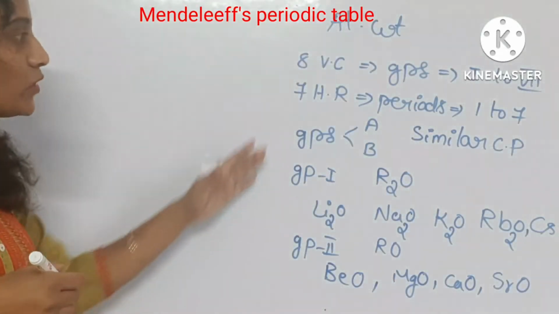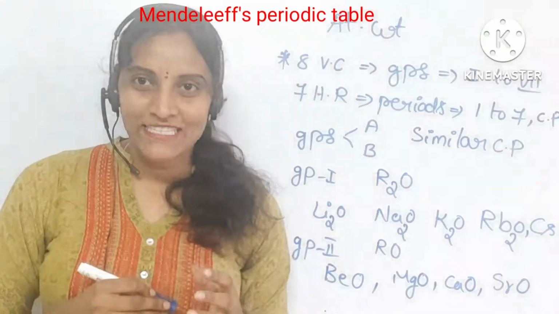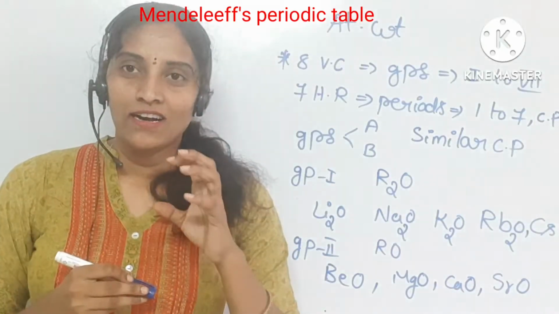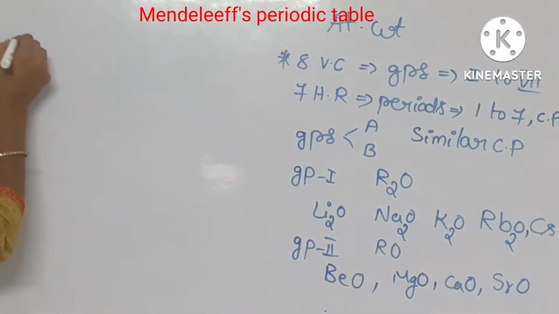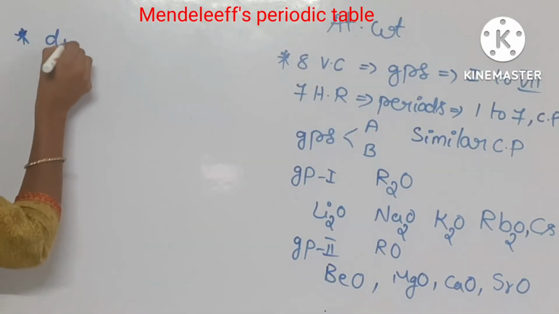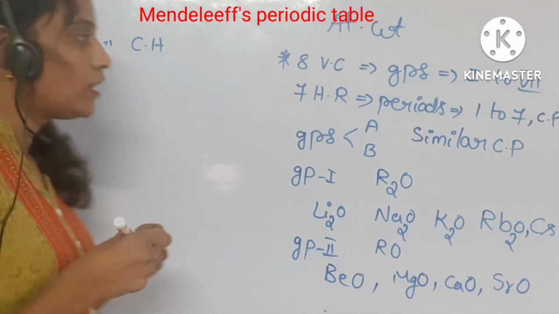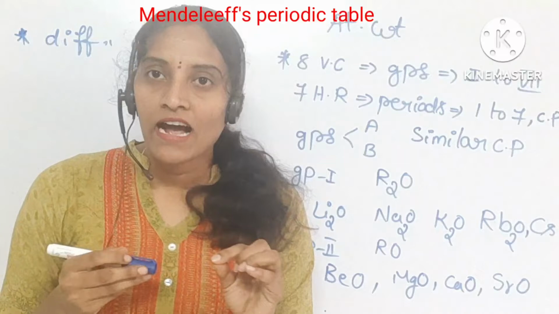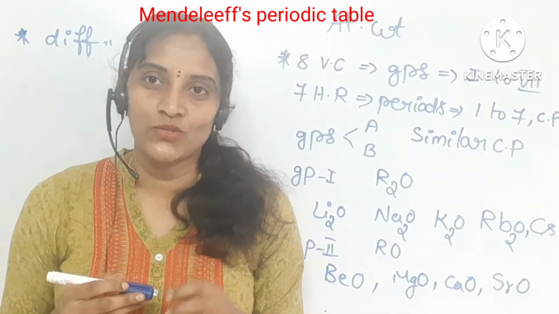Okay, this is about the groups present in Mendeleeff's periodic table. The next one is the periods. The elements present in a period have different chemical properties. Periods have an entire range of elements, after which their property is repeated.